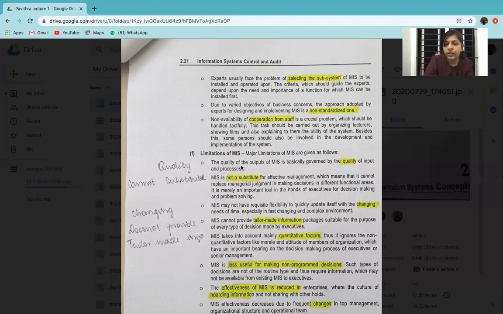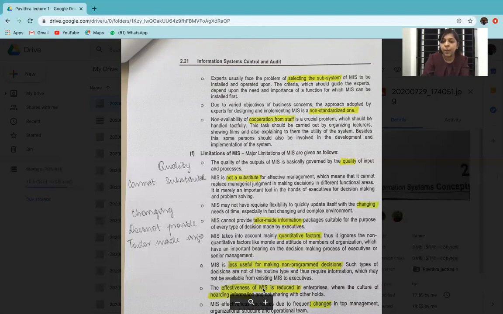So, shall we see it again? So quality of outputs depends upon the quality of inputs. It is not a substitute for effective management. It has to meet the changing times and it cannot provide tailor-made information. It only takes into account the quantitative factors. And it is not useful for providing non-programmed decisions. It can only provide solutions for programmed decisions. So what happens if we are going to handle some new problem? They cannot provide information and decision making for non-programmed decisions.